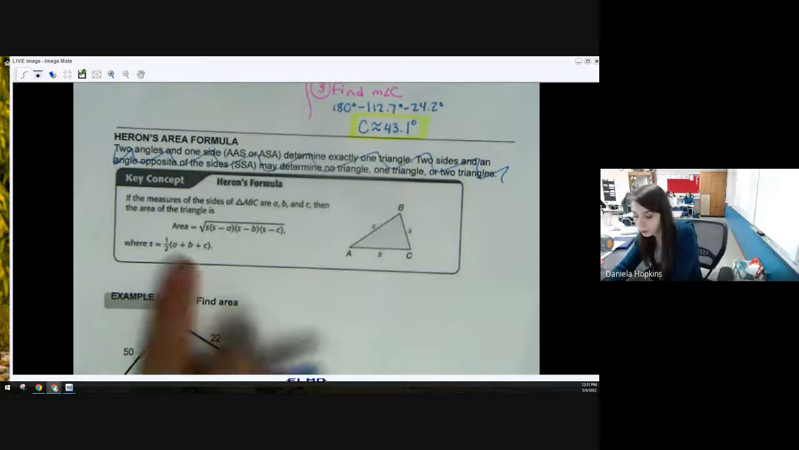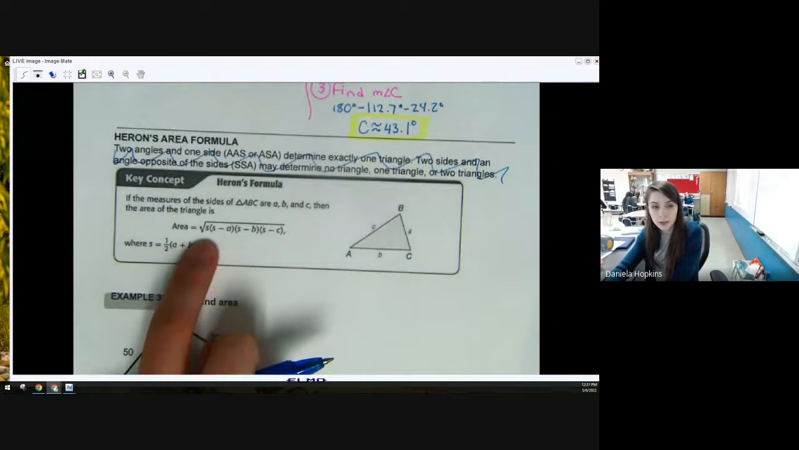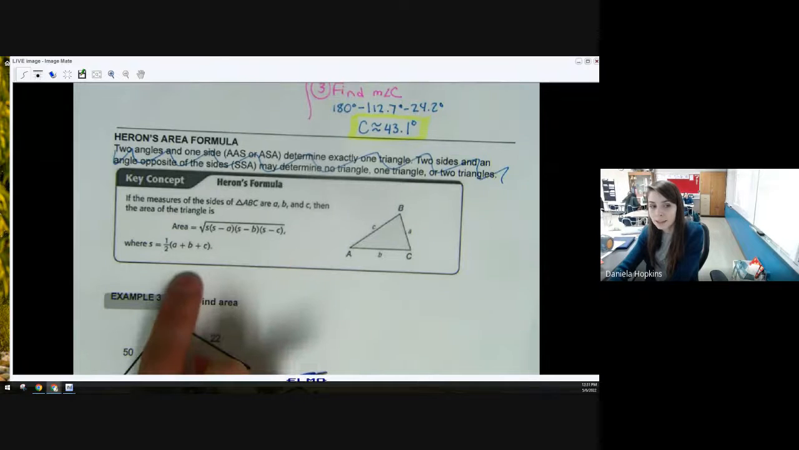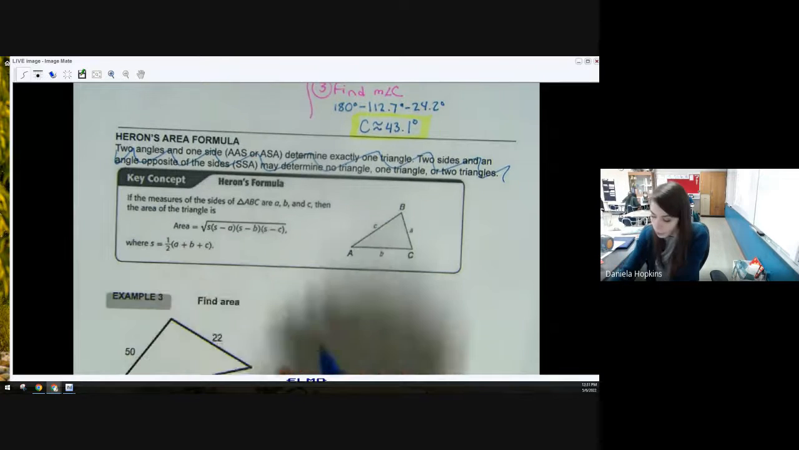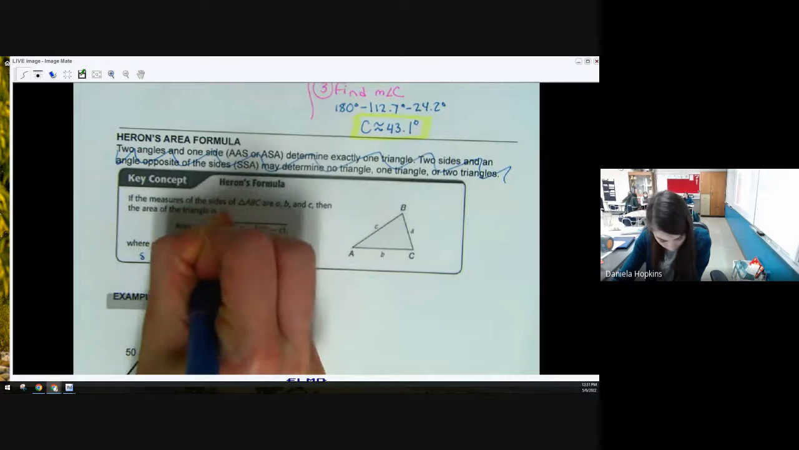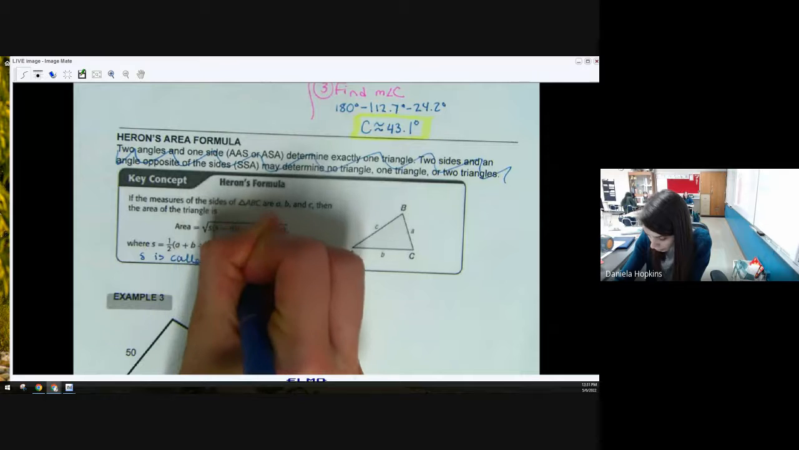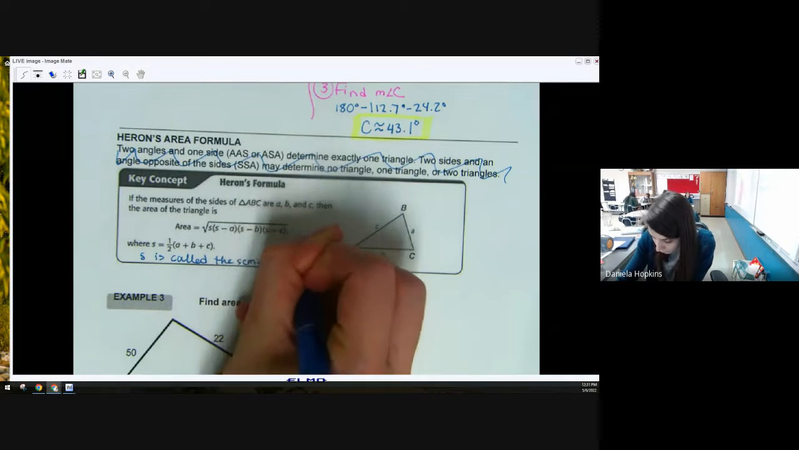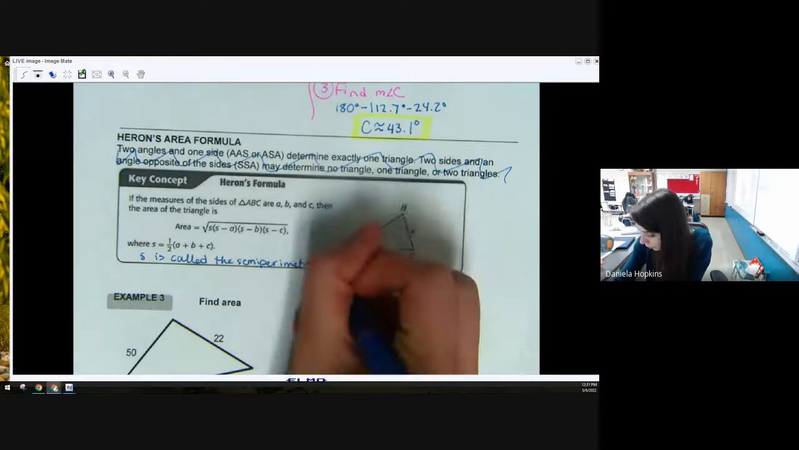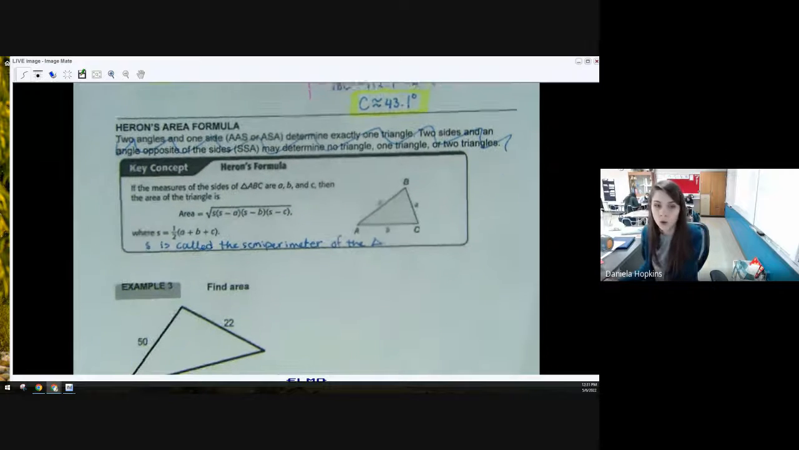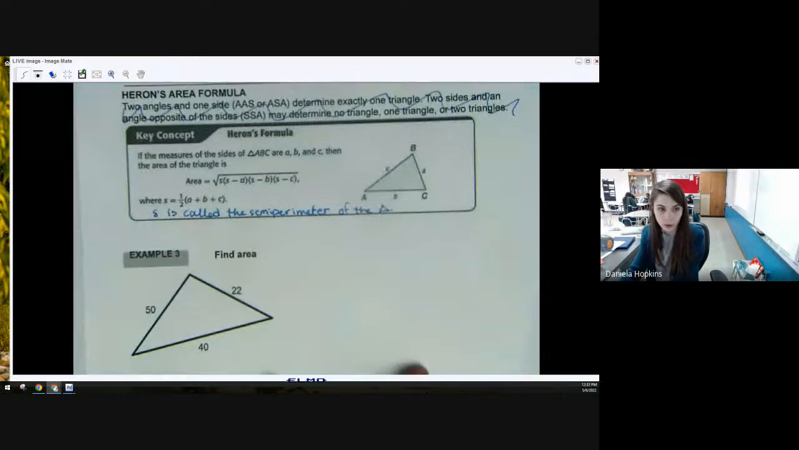And so it's this weird formula where you have area equals the square root of s times s minus a, s minus b, s minus c, where s is 1/2 of your a plus b plus c. So just so you guys know, s is called the semi-perimeter, or half perimeter of the triangle. So it's super easy to use.